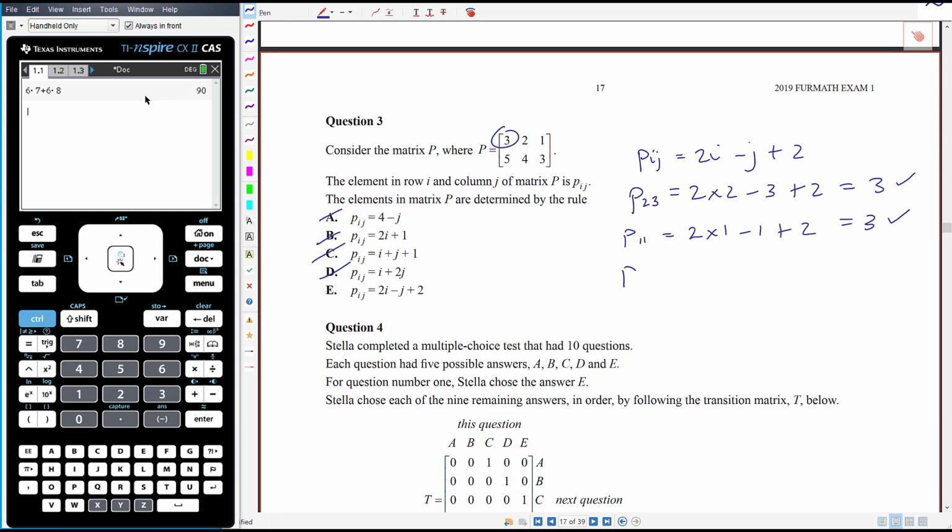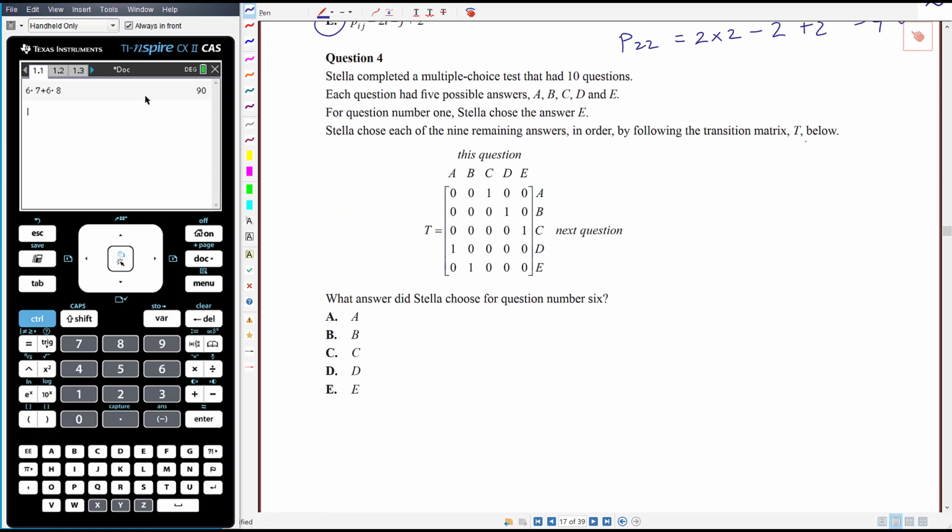Good. What about, let's try P12. So row 1, column 2 should equal 2. So that would be 2 times 1 minus 2 and plus 2. Okay, so that's 2 minus 2, which is 0, plus 2, which is 2. So that's going to be correct. What about P22, row 2, column 2? That should equal 4. So that's going to be 2 times 2 minus 2 and plus 2. 4 minus 2 is 2, plus 2 is 4, and so that seems to be correct. We could test the other two as well, but given the other 4 we know are incorrect, I'm happy to go with E as being correct on that basis.